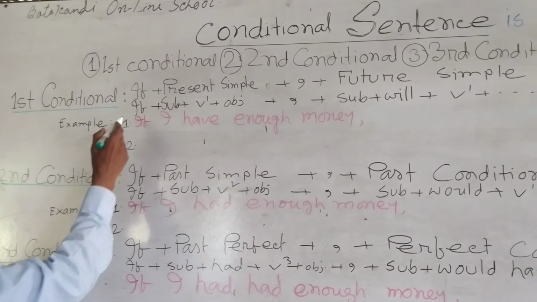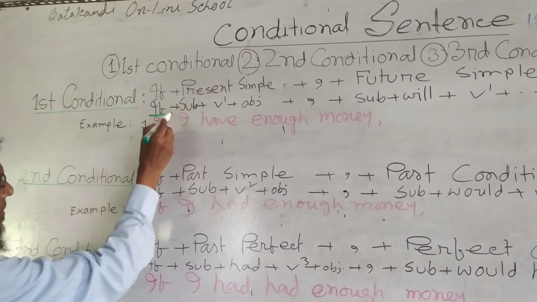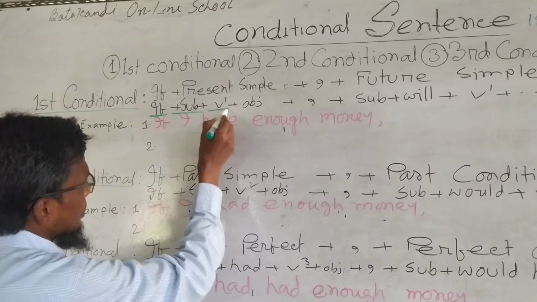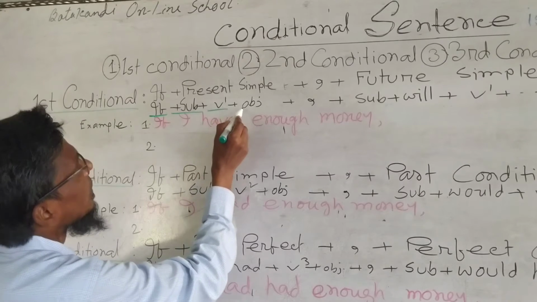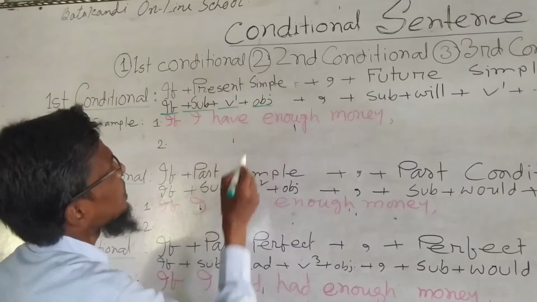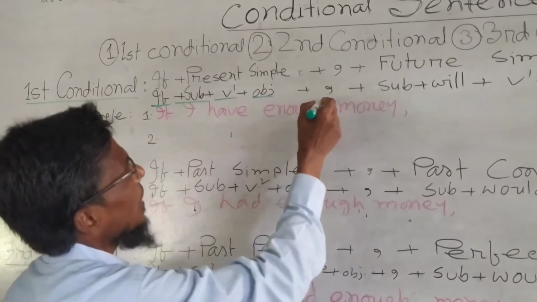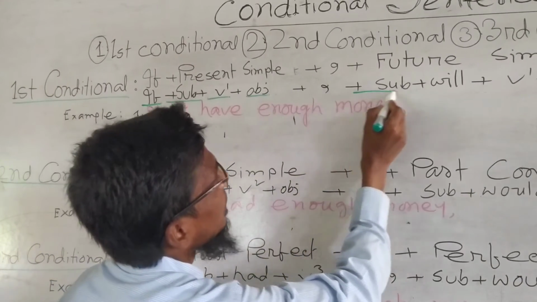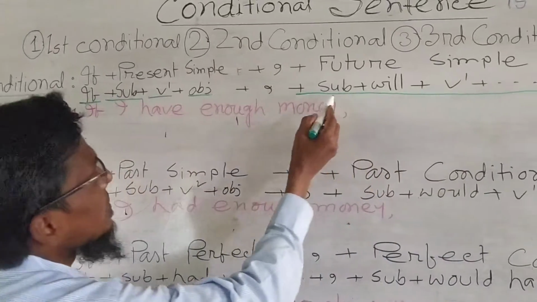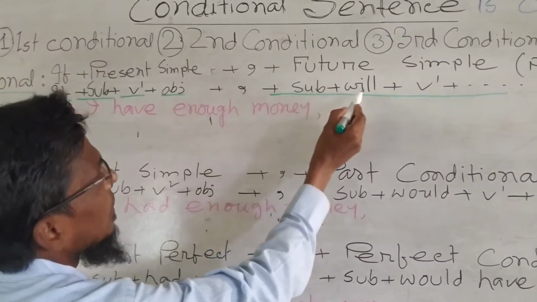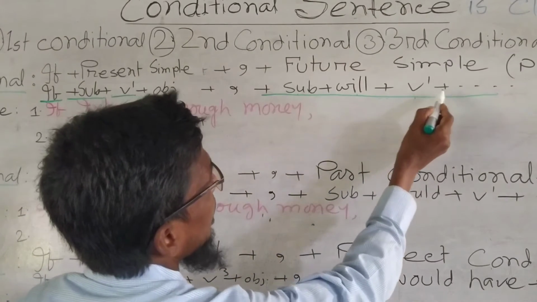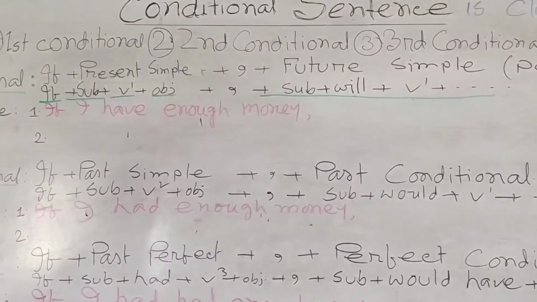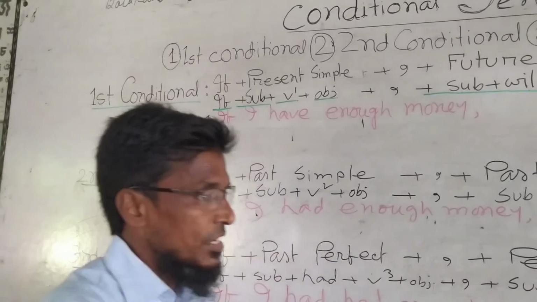Another way to form the structure: if, subject, present form or base form of verb, then we have to write the object. Then we have to put a comma before the main clause, and the other part, the main clause, begins with the subject, will, base form of verb plus an object or any phrase word.